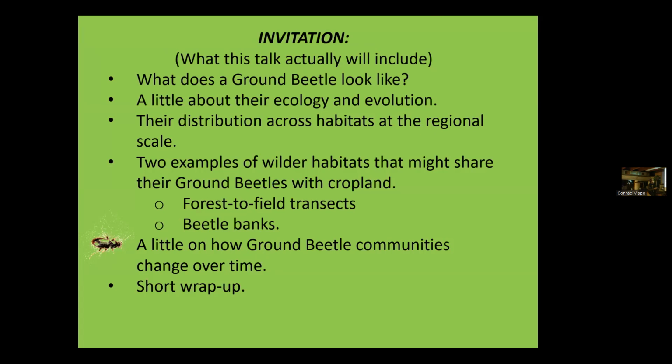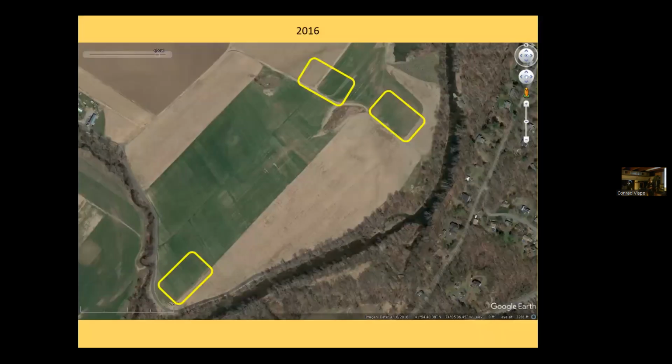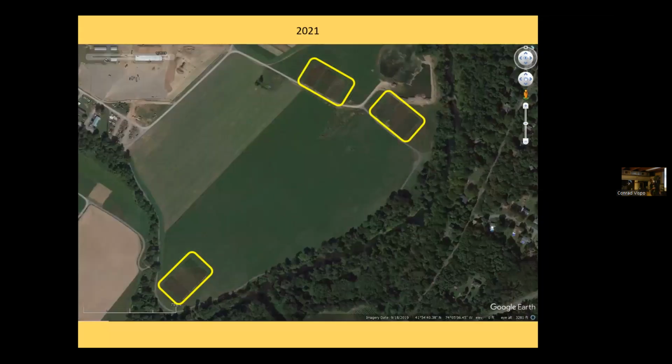So it's a little bit on how ground beetle communities change over time. We've talked about how ground beetle communities change across the landscape. But what happens if you stay in one place and you change the habitat on top of them? So we've done that. It wasn't quite the reason we did this experiment, but we've done it anyway. This is a field where we've done some work at the Hudson Valley Farm Hub. If you just look at these places that I've outlined in yellow, this is 2016, it's a crop field. Here's 2021, you'll notice these funny little rectangles popped up within these yellow areas.